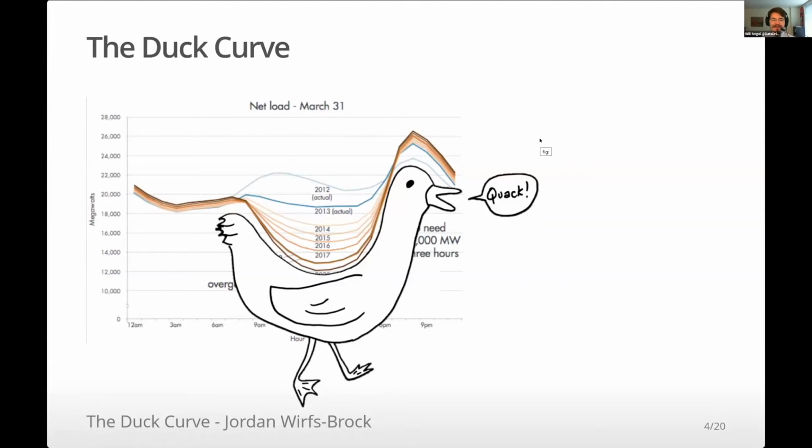So it was a very interesting time period for a couple of years because policymakers who were looking at the electrical grid would talk about the duck curve and would talk about having to strangle the duck because this chart looks a little bit like a duck.